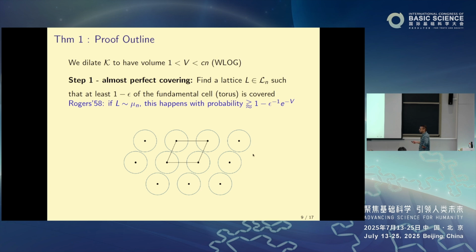Why? Rogers proved a very long time ago that if I draw a random lattice L from the Haar-Siegel measure, then the probability that at least 1 minus epsilon fraction of the torus will be covered is at least 1 minus epsilon to the minus 1 times e to the minus v. So if v is taken sufficiently large, this lower bound is positive, right? And this means that we can find such a lattice. Okay, so finding a lattice that covers most of the space is not hard. This is known.